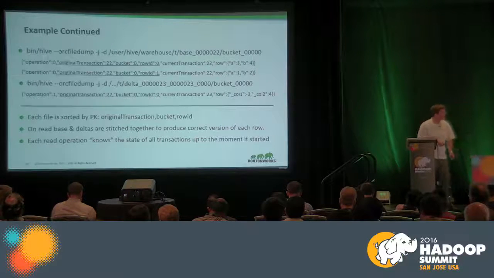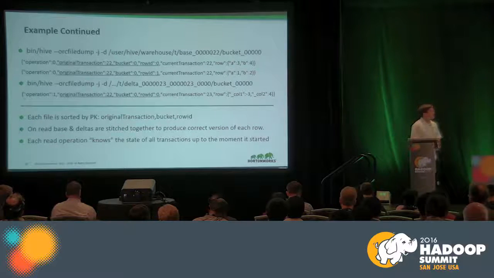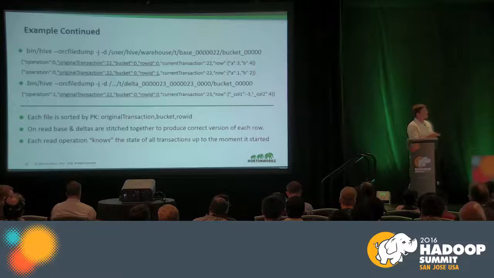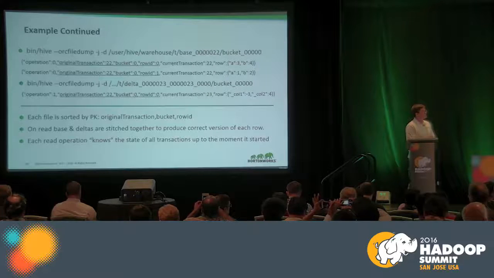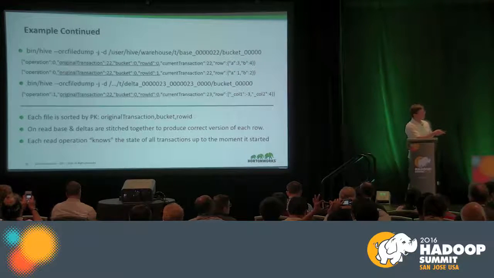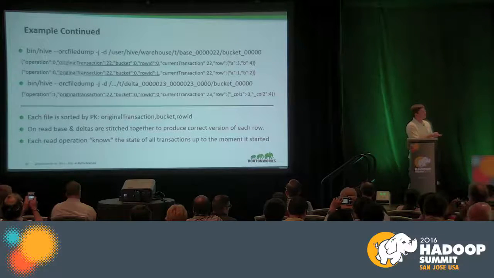So here's a look at what the data looks like. There is a utility in Hive that allows you to print out the data in an ORC file in this JSON format. The actual storage is, of course, binary. So here on your right, you see the actual values in your table. Here's the contents of the base file, and here is the contents of one of the delta directories.